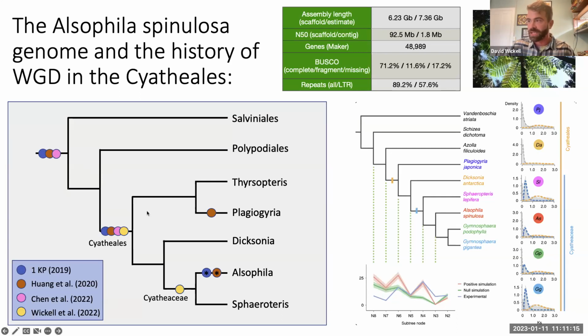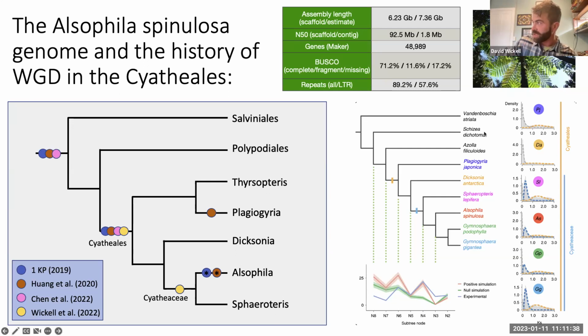Now, I'm not going to spend a lot of time talking about these different hypotheses, except to draw your attention to ours, indicated here in yellow circles. And we figured this out basically by looking at the Alsophila spinulosa genome. I don't think the book is closed on this, by the way, to be clear, and would be happy to talk to people about some of the controversy.